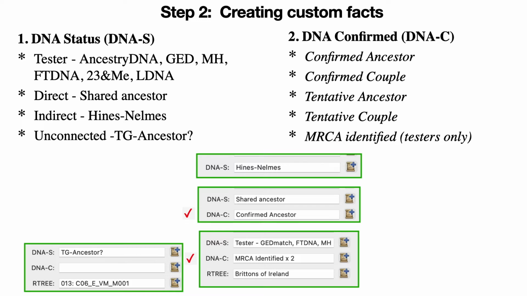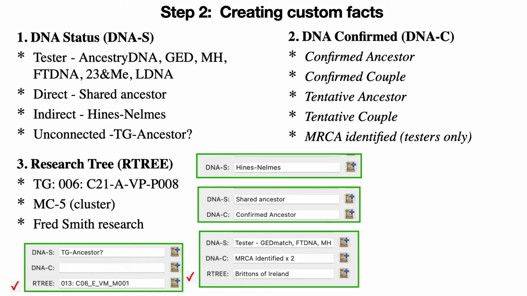And the most recent common ancestor identified, I use this for testers, where I have found how we are connected. And you can see those examples down there in the green boxes. So the top 4 are limited to my direct line ancestors. Now the third custom fact is the research tree.